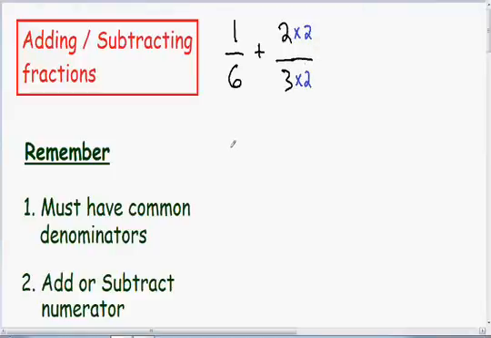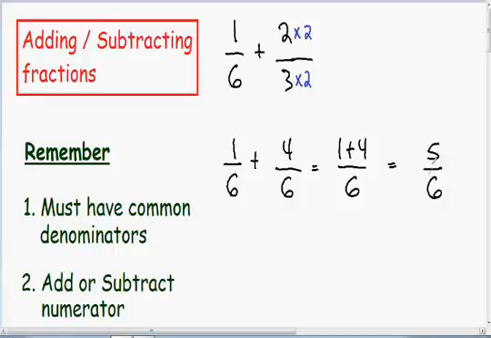So now we can rewrite both these fractions. Our 1/6 stays the same. And then in our numerator of our second fraction, we have 2 times 2, which gives us a 4. And in our denominator, we have a 3 times a 2, which gives us a 6. So now that we have common denominators of 6, we can add these fractions quite easily. Our denominator stays the same, so we have a 6 in our denominator. And then in our numerator, we add the two numbers, so we add 1 plus 4. And that gives us a final answer of 5/6.